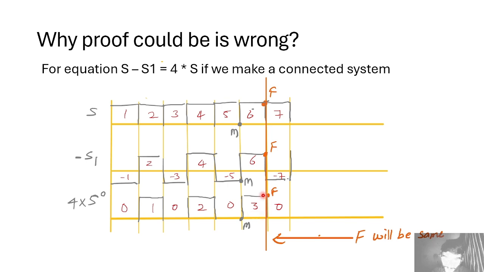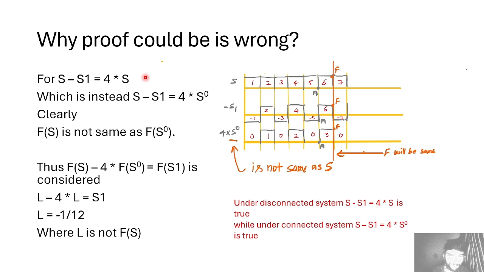So in this case, again a connected system is there. The F marker will be the same, the M marker will be the same for all of them. You can see that the F sum for this one is clearly less than the F sum over this one. You can actually see it. But Ramanujan said that it's the same. He told you S minus S1 will give you 4 times S, and this S is the same as this. How could that be true, right?